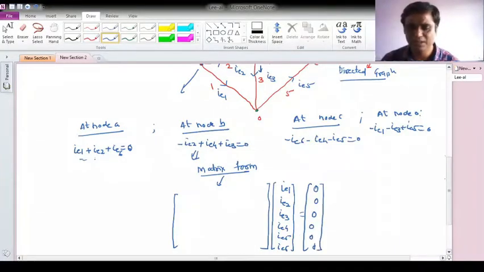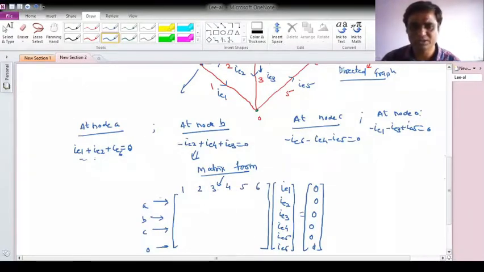Now I have to write the elements of this matrix. Rows are nothing but your nodes: A, B, C and O. The columns will be your elements or edges: 1, 2, 3, 4, 5 and 6. So at node A, IE1 is 1, IE2 is 1, IE6 is 1, and all the other elements are 0 in this row.